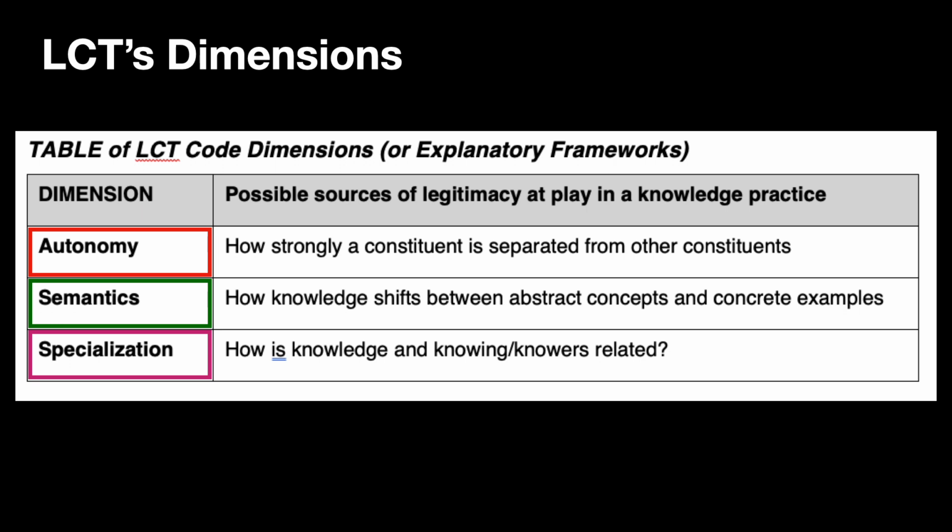Finally, the specialisation dimension is called this because the legitimizing source here is focused on the basis of what makes a knowledge practice unique or distinctive. Specialisation: what makes actors, discourses, and practices special or legitimate? This dimension focuses on how knowledge and knowing knowers, and they're not the same, right, are related in the way the practice legitimates itself.